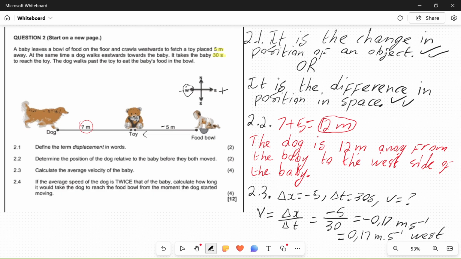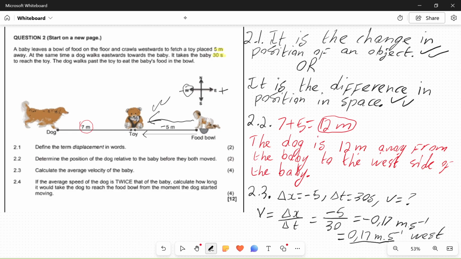Okay, this is the average velocity of the baby. It's 0.17 meters per second towards what? The westerly direction, because that's where our baby is moving towards. Our baby is moving this way to the west, and west according to this is going to be negative. I hope that makes sense, guys.